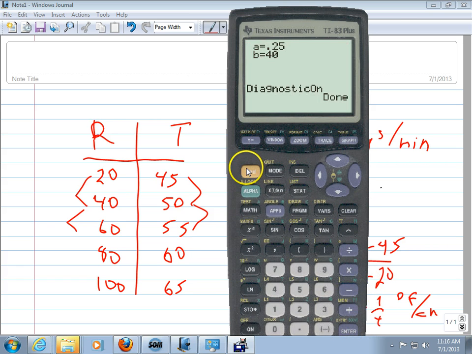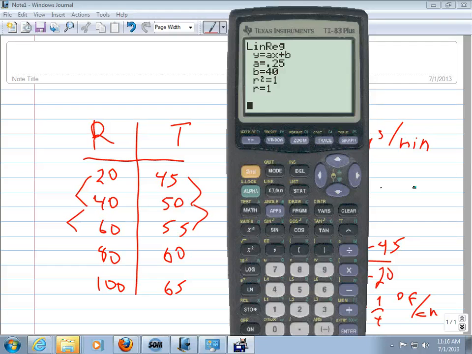Now, if you run the previous command, how do you run the previous command without retyping everything? Do you know? You guys got to get used to this calculator, I'm telling you. Second, enter. I don't want that. Second, enter. Oh, that's what I want. Enter. What's different here? It gives you this thing called r squared.